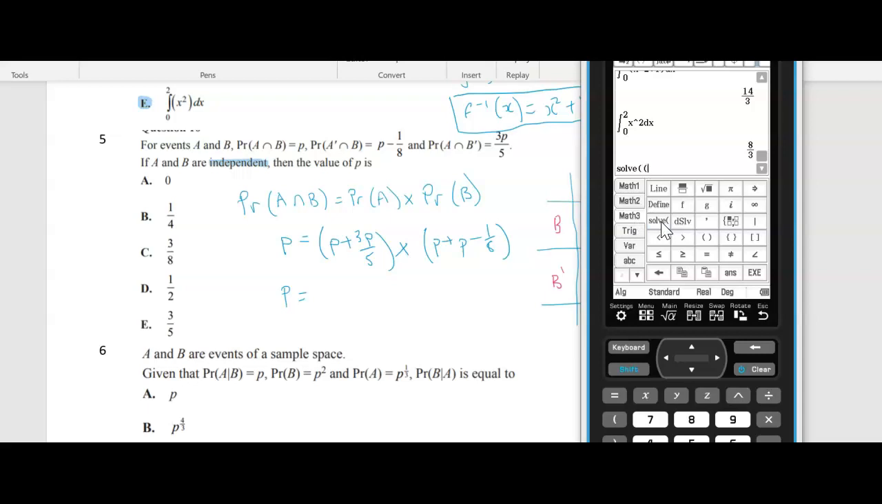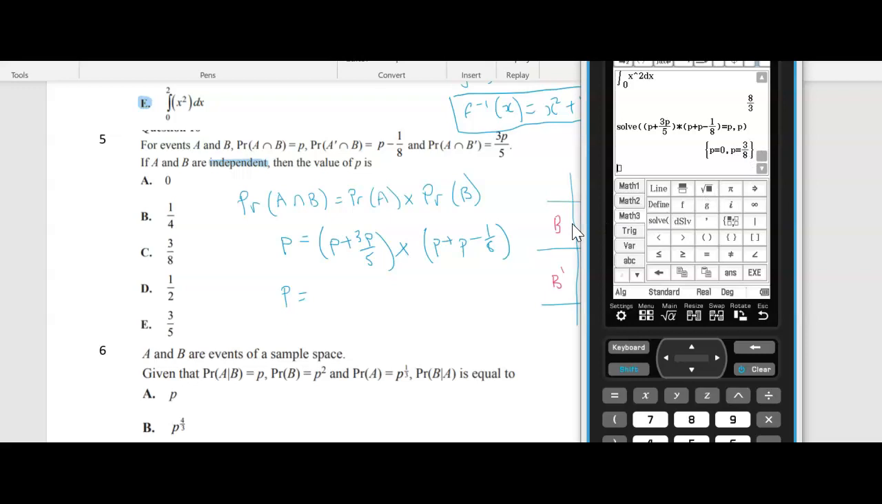All right, so your first bracket, P plus 3P on 5, times P plus P minus 1 on 8. And we're solving for P, so comma, oops, no, it's equal P. Got that part at the start, so equal P comma P, because remember the P in my equation at the beginning. Okay, so P equals 0 or P equals 3 over 8.